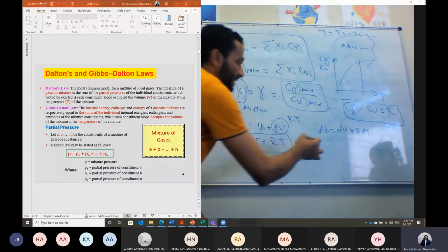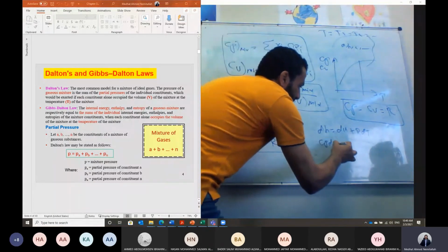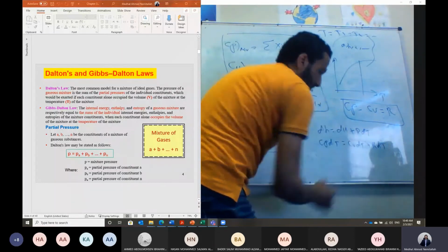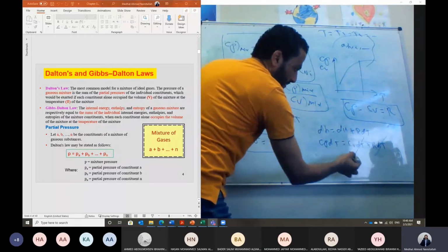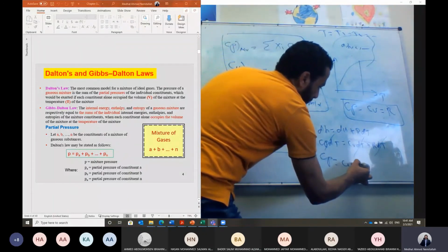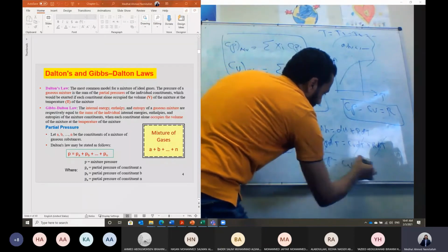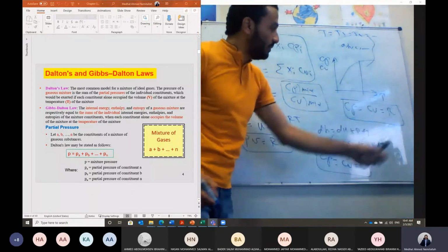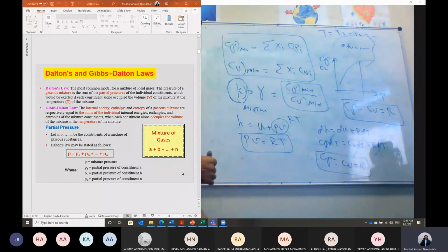Okay? And dh is Cp dT, du is Cv dT, plus R dT. So dT will cancel with dT. So Cp will equal Cv plus the gas constant R. Or we can say the difference between Cp and Cv will equal the gas constant R in this case.